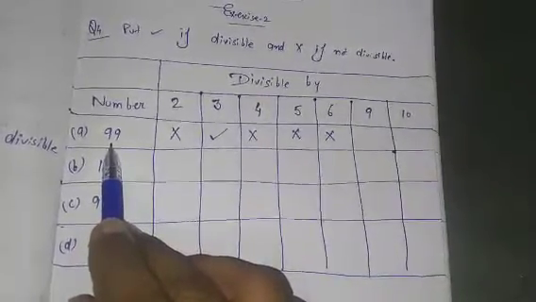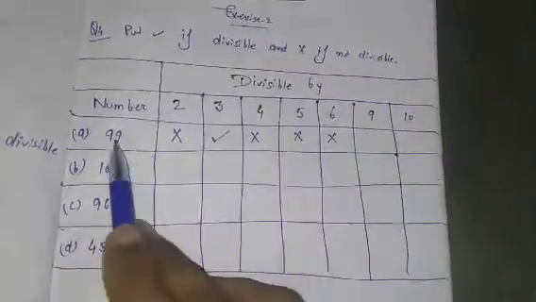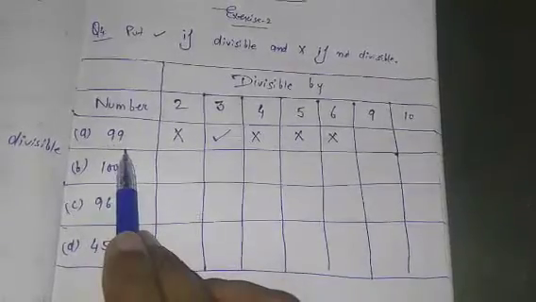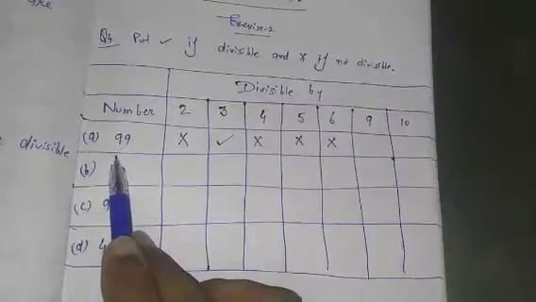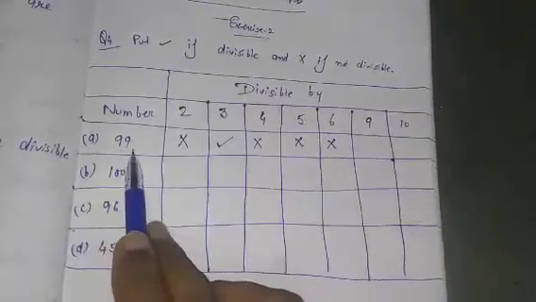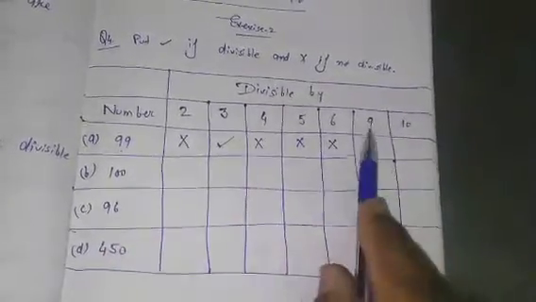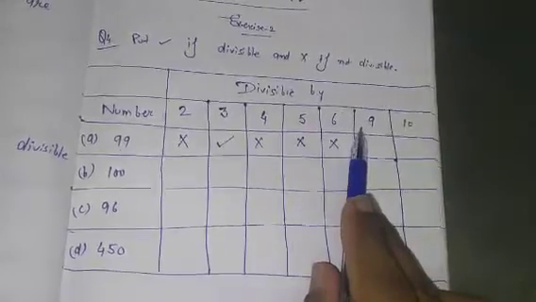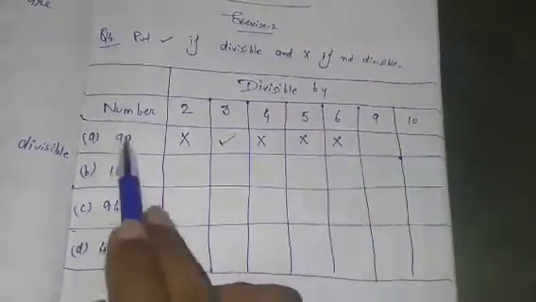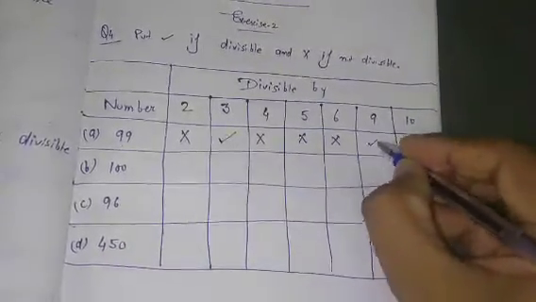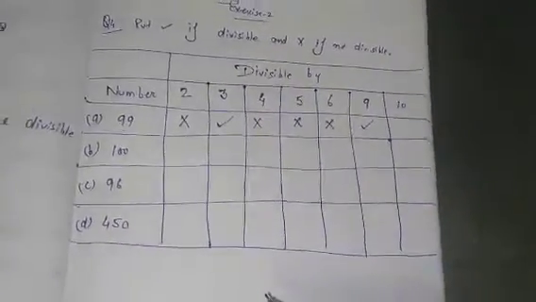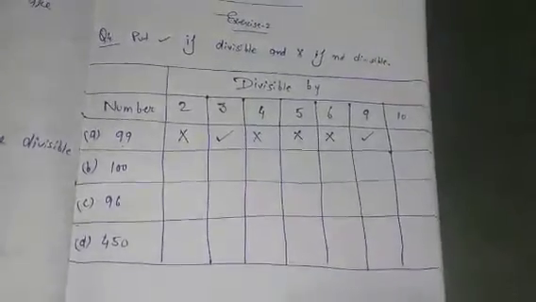Okay students, and now the divisibility number is 9 and the number has been given 99. The rule regarding 9 is, if the sum of the digits is divisible by 9, then that number will also be divisible by 9. So 99, it means 9 plus 9 is equal to 18, and 18 will be divisible by 9, so it means 99 will also be divisible by 9. It means you will put the tick mark here, because 99 is divisible by 9.